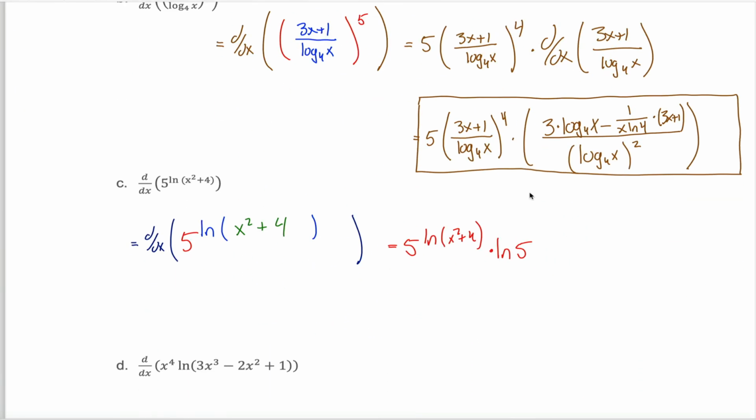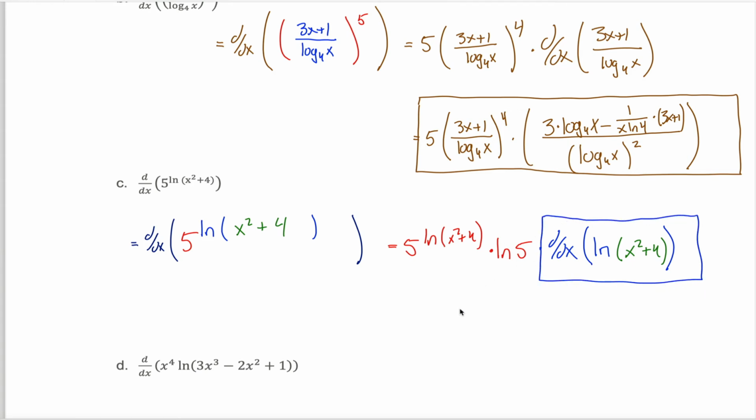I'm still not done. I need to multiply this by the derivative of the natural log of x squared plus 4. What's the derivative of the natural log of x squared plus 4? Pretend this is a brand new problem. Pretend we hadn't done anything else. You just walked in and saw this written on a chalkboard or something. Could you figure out this derivative if this was all it was? I bet you could. I bet you could see the outside layer and the inside layer and use the chain rule to figure that out.